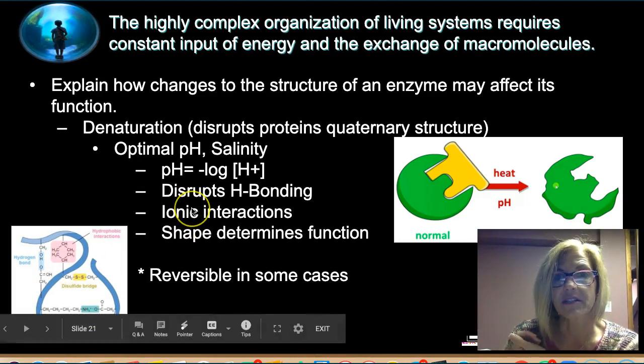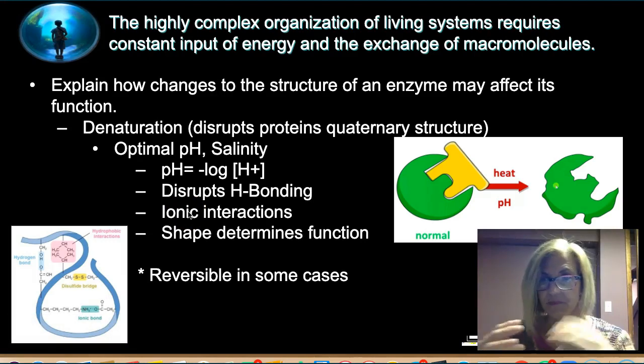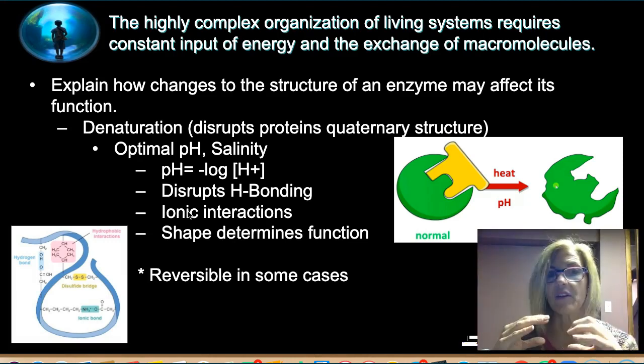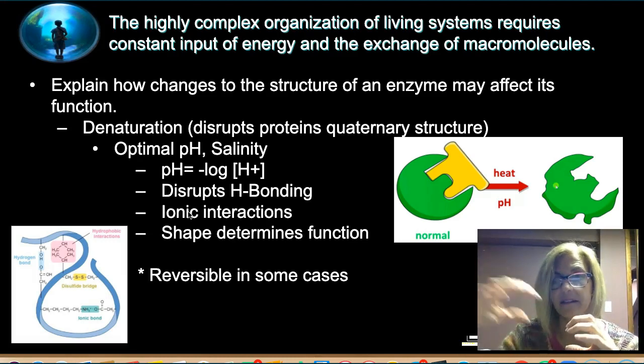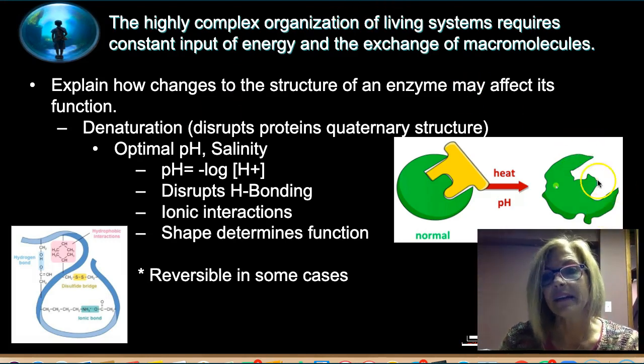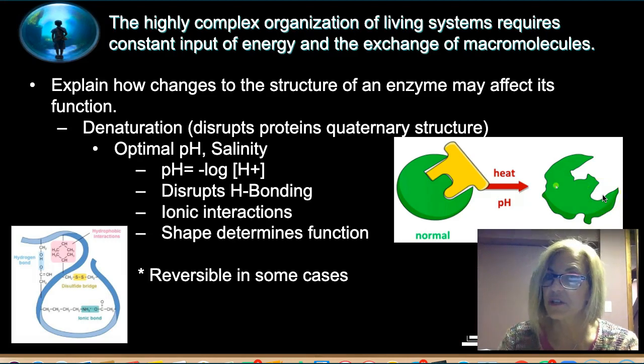Ionic interactions, so salinity would fall into this factor. A lot of those side chains, right, they're either positive or negative, and so an ionic interaction at the tertiary level can very easily be affected by salinity, changing the shape of the molecule. And if the molecule can no longer fit the structure, then it can no longer do its job.